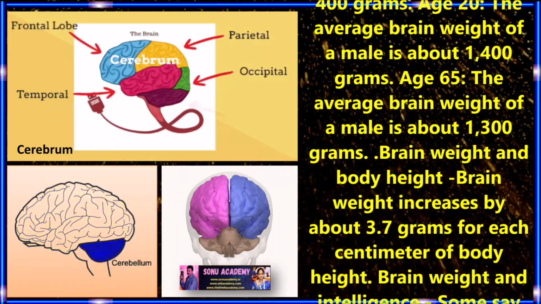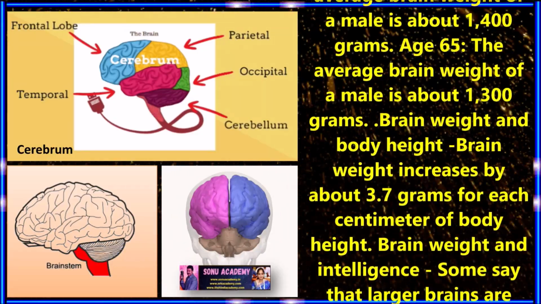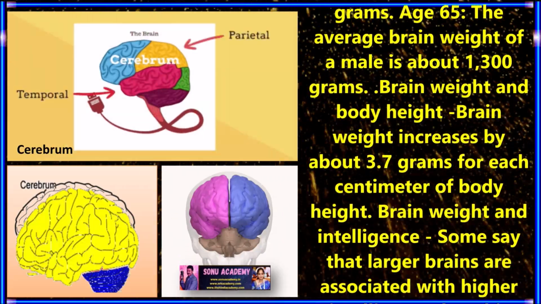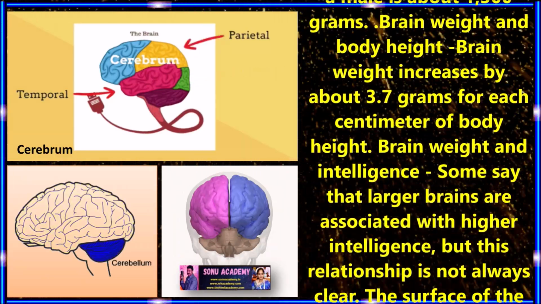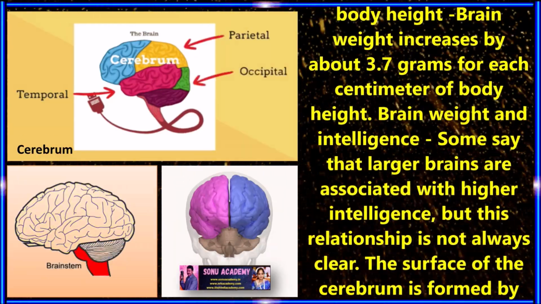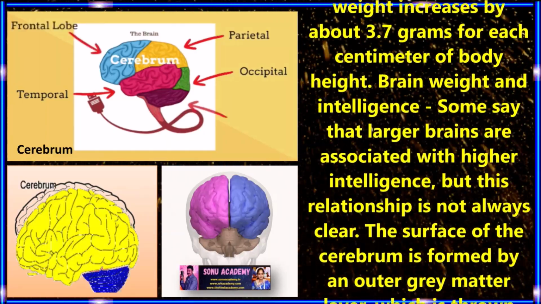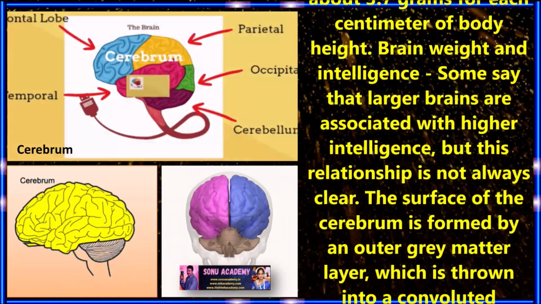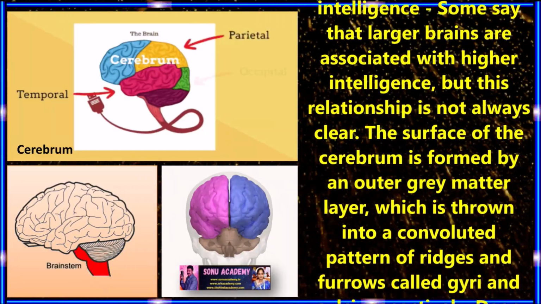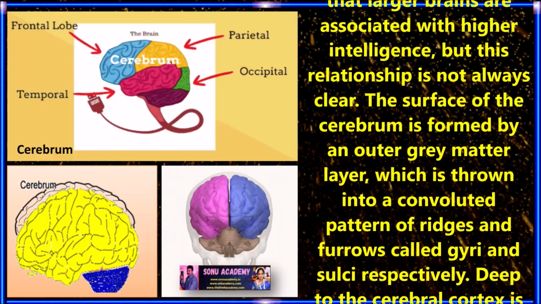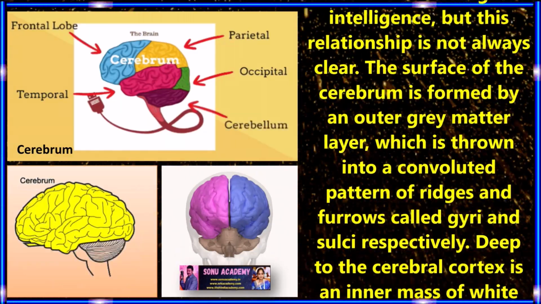Then when it comes to 65, the brain weight of a male is about 1300 grams. With body height, the brain weight increases about 3 to 7 grams for each centimeter of body height. The brain weight and the intelligence. Children, some say that larger brains are associated with higher intelligence, but this relationship is not always clear.